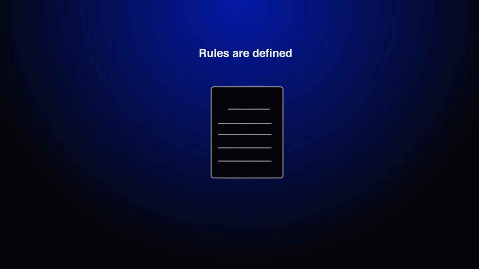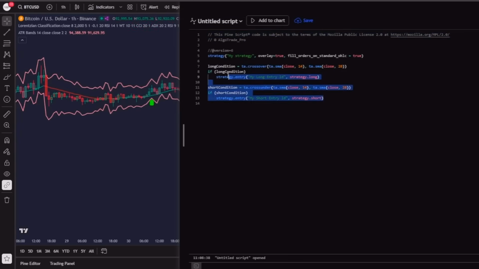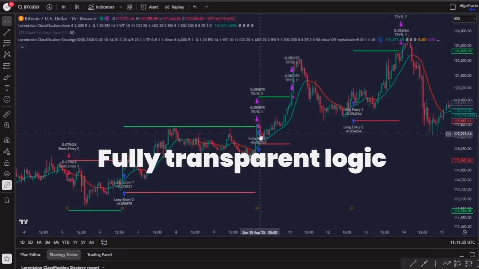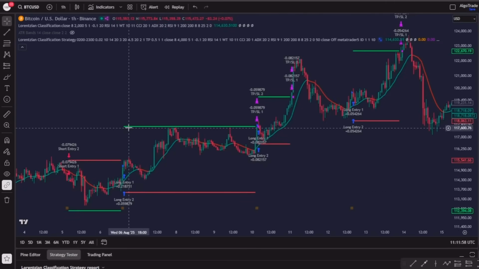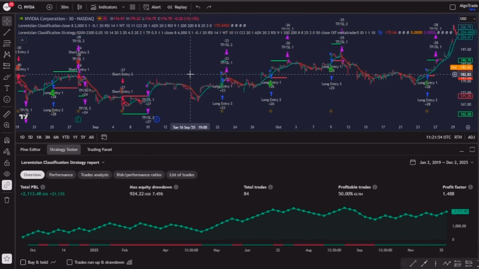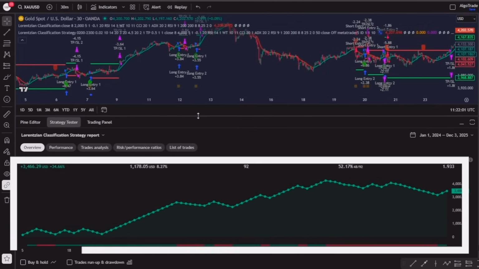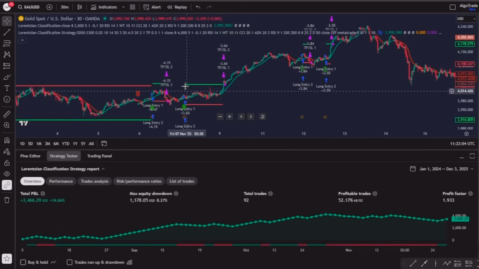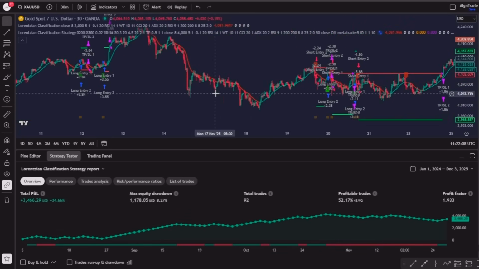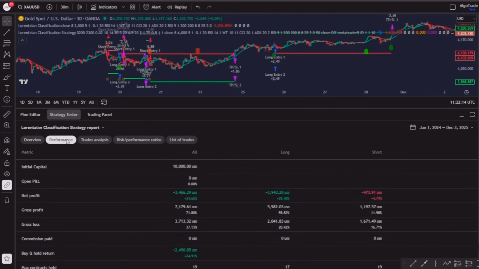Now that the rules are defined, it's time to build the bot. I'm creating a brand new strategy from scratch using the same structure I've used in previous episodes, with fully transparent logic so you can see every entry, stop loss, and take profit directly on the chart. I will finish it and be right back. Now that the script is ready, all I have to do is change the symbol and the time frame, and the bot automatically calculates everything and gives me the results on the Strategy Tester tab. This is one of the reasons I love working with TradingView for strategy research. You can visualize every single trade on the chart and immediately understand how the system behaves in different market conditions.